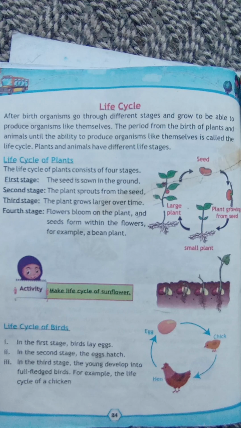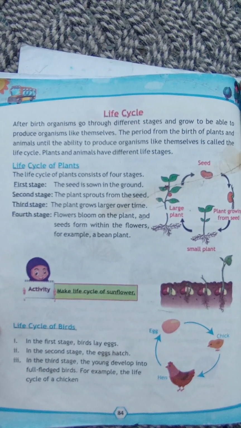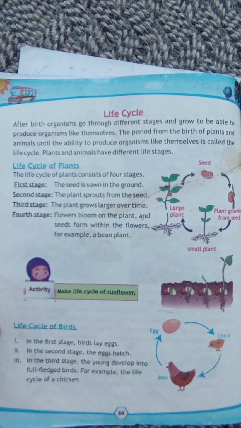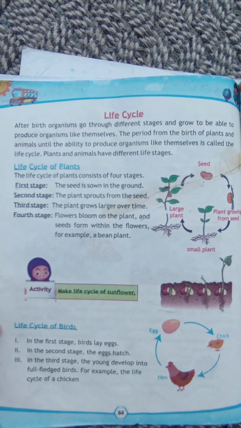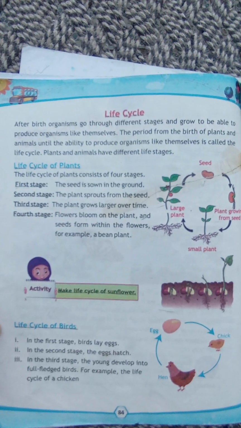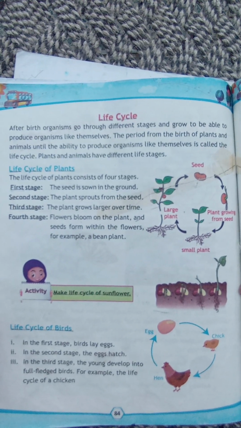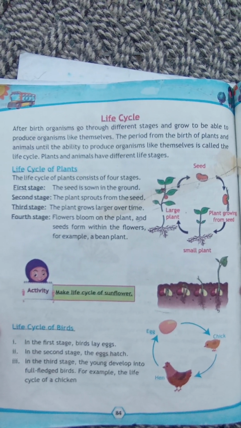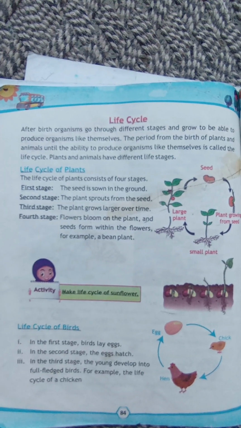The period from the birth of plants and animals until the ability to produce organisms like themselves is called the life cycle. Plants and animals have different life stages. Life cycle of plants. The life cycle of plants consists of four stages. First stage, the seed is sown in the ground.